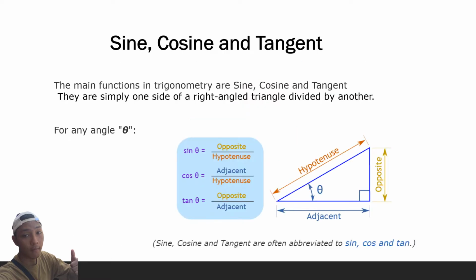The main functions in trigonometry are sine, cosine and tangent. They are simply one side of a right angle triangle divided by another. For any angle, sin theta equals opposite divided by hypotenuse, cos theta equals adjacent divided by hypotenuse, and tan theta equals opposite divided by adjacent. Sine, cosine and tangent are often abbreviated to sin, cos and tan.